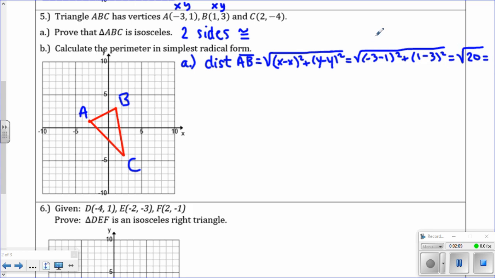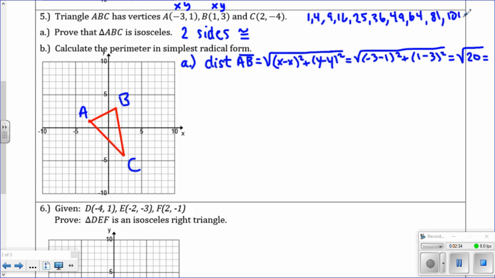So simplest radical form is using your perfect squares. Where am I going to write this? I'll just write up in the top here. So starting from 1 squared going all the way up to 10 squared, it would be 1, 4, 9, 16, 25, 36, 49, 64, 81, and 10 squared is 100.